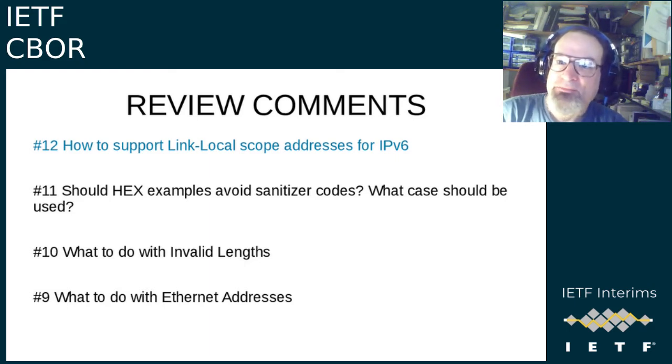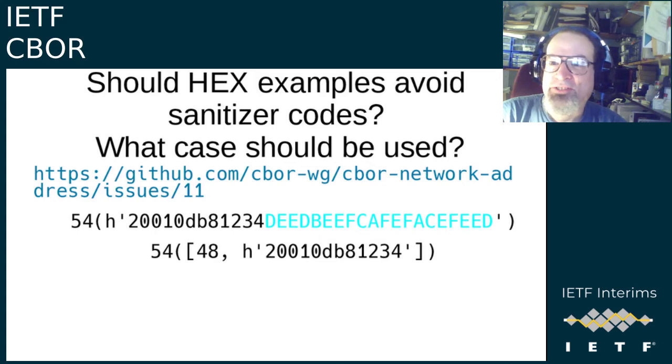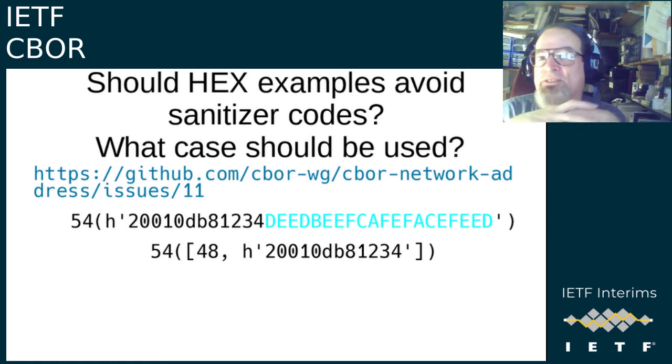These are the review comments. How do we support link local scope? Or if we do, what kind of hex should we use? And should we avoid any kind of dead memory, sanitized memory codes there? What to do with invalid lengths and what to do with Ethernet addresses? I think I just put them in the order of low-hanging fruit first. So you can see in this example, we have upper and lower case. We have attempts to spell cute things in the words, in the hex content. And I think the working group needs to say whether we should put them in upper or lower case and whether or not we should avoid any of these kind of wordy things there. I think we should have a consistent case, but I'm agnostic as to whether it's upper or lowercase.